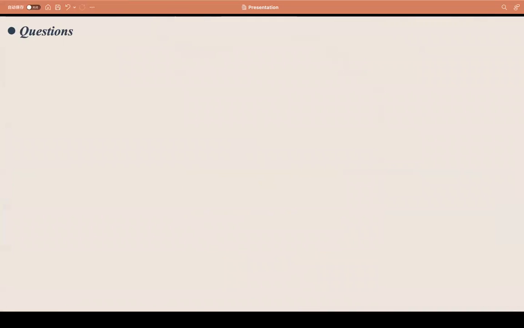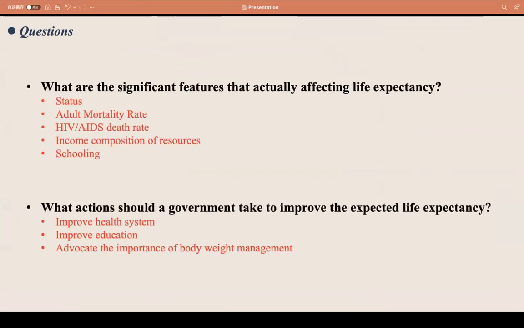And here's our conclusion. Based on the two questions we proposed in our proposal, we can answer them right now based on our model results. First, the significant features that actually affect life expectancy are status, adult mortality rate, HIV death rate, income composition of resources, which is the same as the human development index, and also the education level.